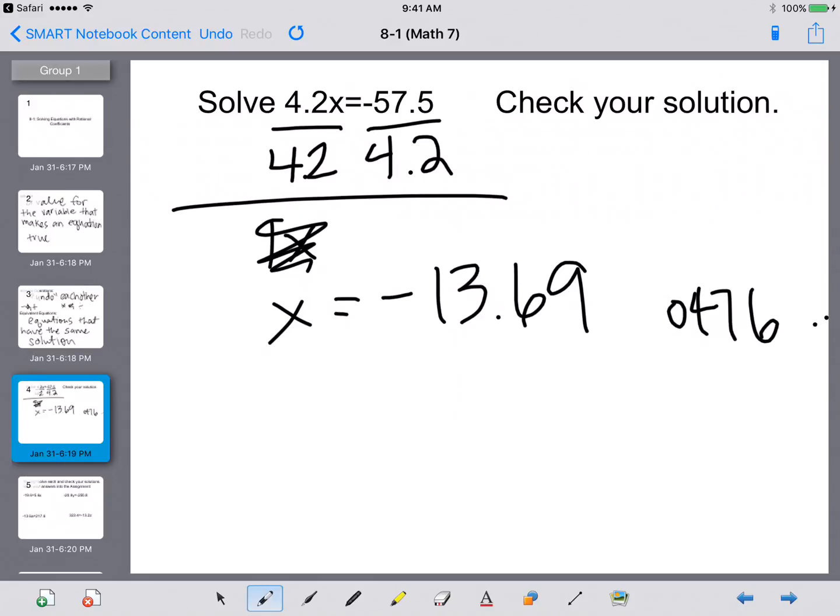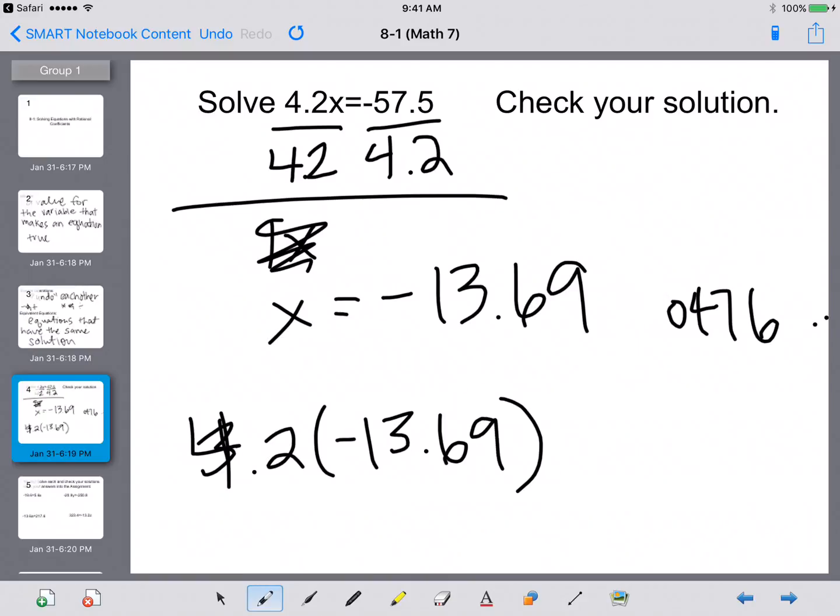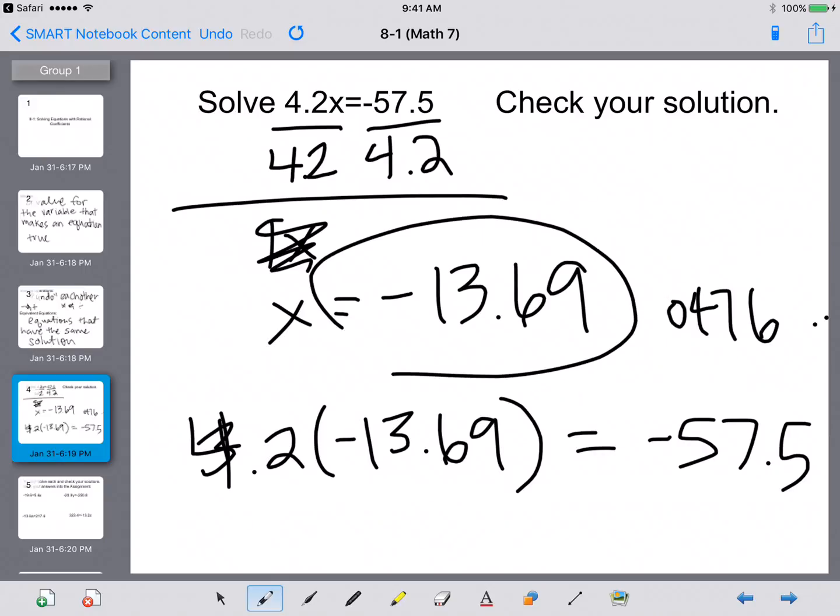We can check our solution by plugging in that number back up here. So 4.2 times negative 13.69. And that will get us pretty close to the negative 57.5. That way we know we're right there. I apologize for putting this number in wrong so it didn't come out exactly correct.